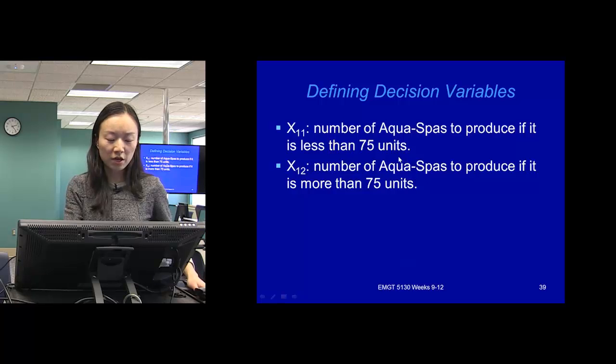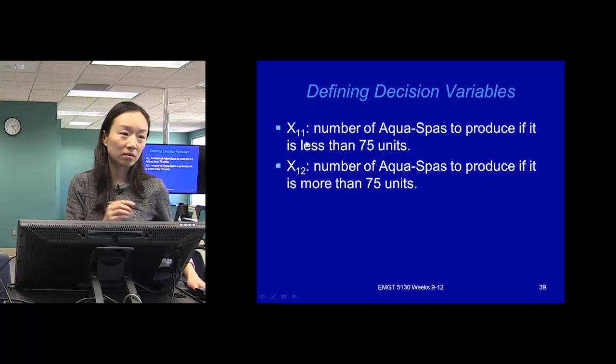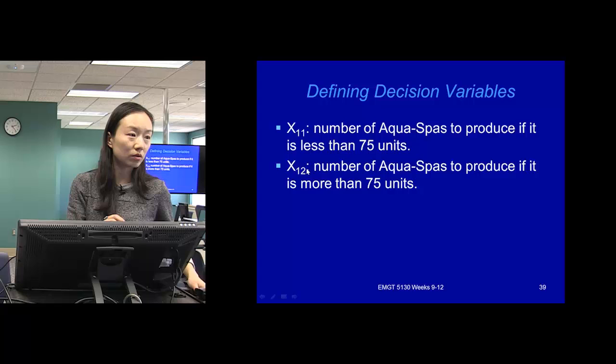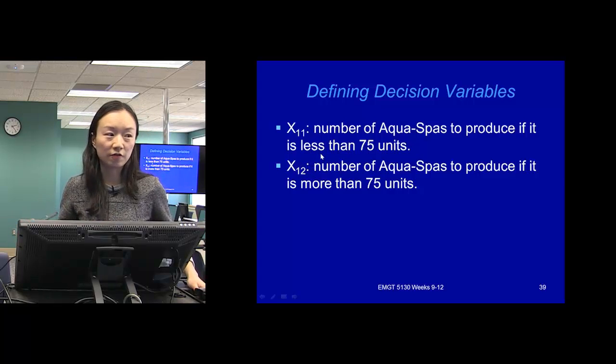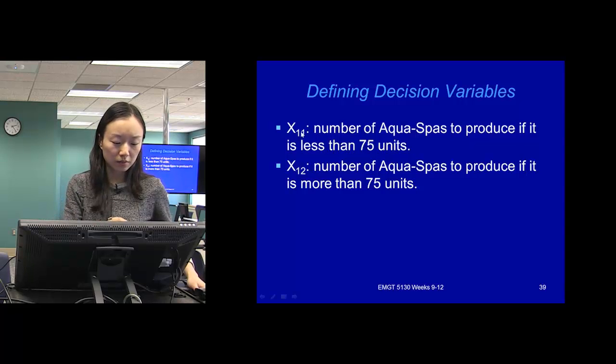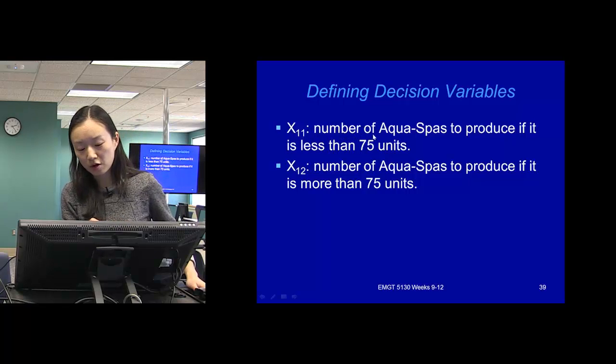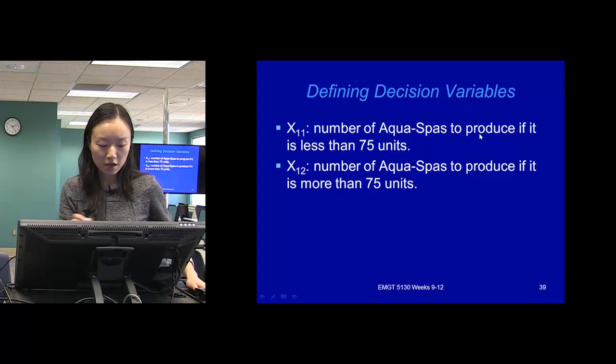For the equals bars, we do the same as what we did last week. We use 2 decision variables to make it possible for us to write the objective function out, and the way they are defined will be different. x11 means the total number of equals bars to produce if it is less than 75 units. And x12 is the total number of equals bars to produce if it's more than 75 units.